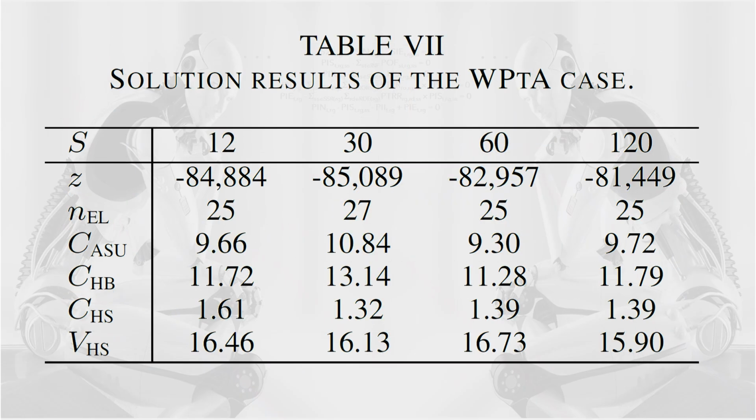Solution results of the WPTA case. Due to this fact, the hydrogen storage facility is found to have a larger volume to capacity ratio in the WPTA case compared to the PTA case, namely, 11.4 for the WPTA case and 6.4 for the PTA case. This also indicates WPTA plants usually need a larger storage facility. Electricity storage and nitrogen storage are found not to be necessary. A 4.0% difference in the obtained Z value between S equals 12 and S equals 120 has been observed, also highlighting the need of using more scenarios in the optimization.